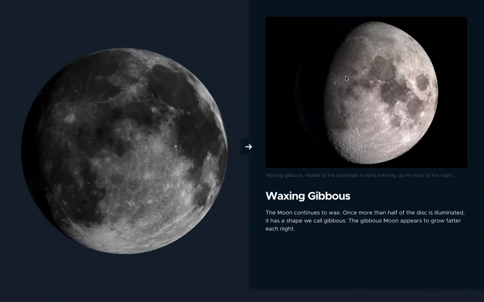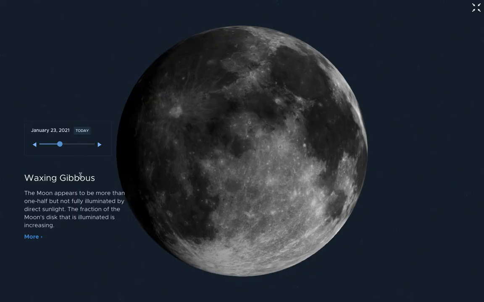Okay, so here it is here. The moon continues to wax. Remember, wax means, based on our view, it's growing, it's getting wider. Once more than half of the disk is illuminated, the shape is called a gibbous, and the gibbous moon grows fatter each night because it is waxing.